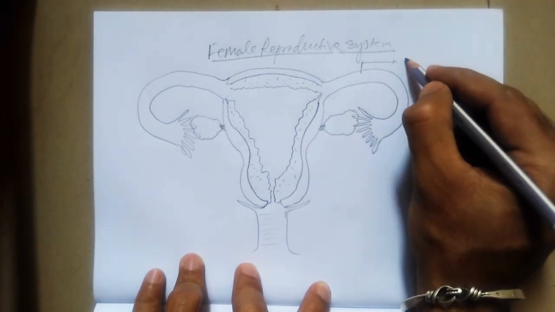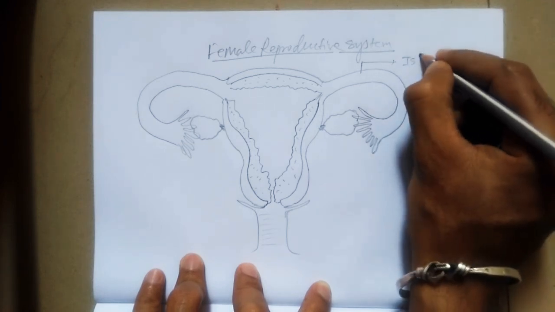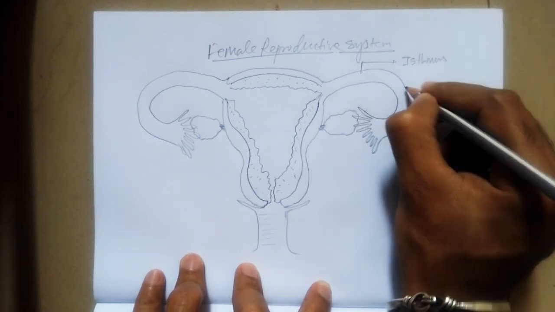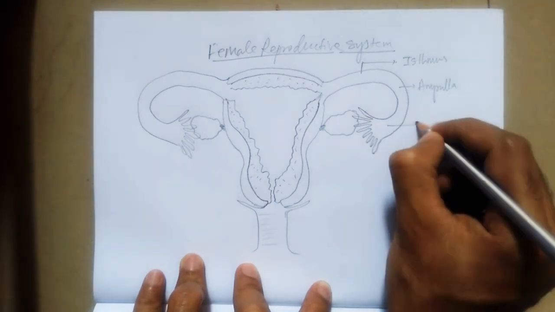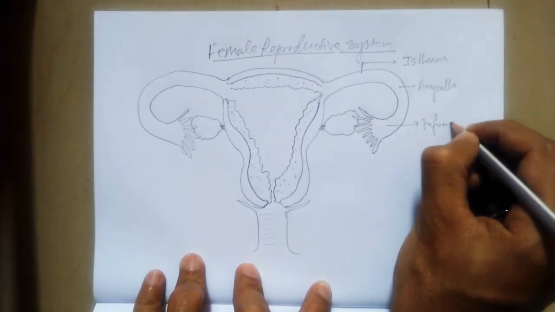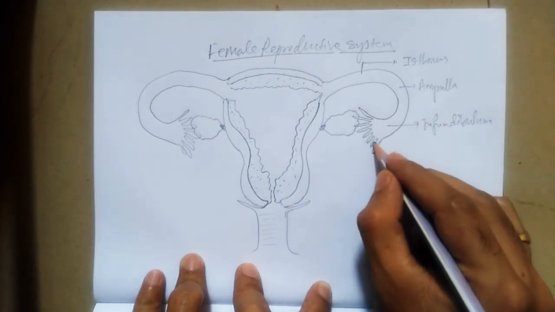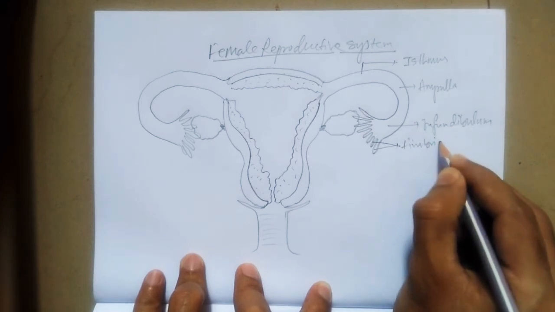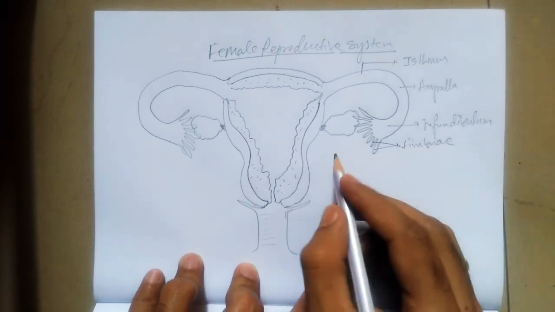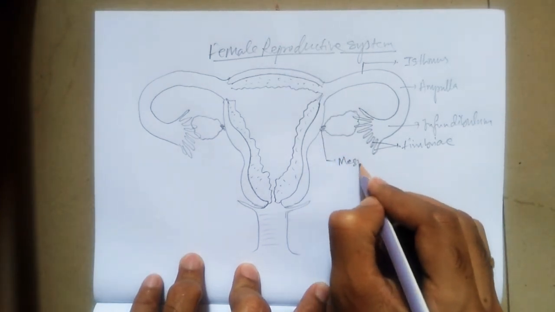So this is the first region of the fallopian tube called isthmus. This is ampulla, this is infundibulum. These finger like projections are called fimbriae. This region is meso-ovarium.